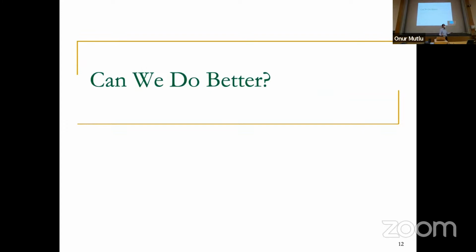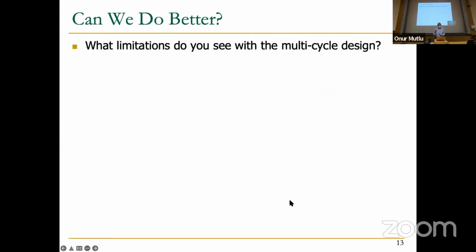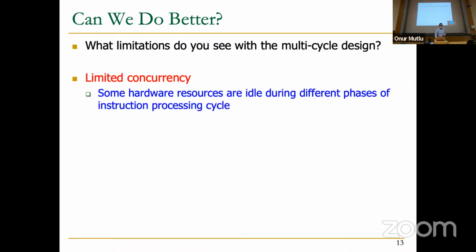Basically, we're going to ask the question, can we do better? In terms of performance, and that's what will bring us to pipelining. So we've discussed these limitations, so I'm not going to go through this question again. And you may think about other limitations perhaps, but multi-cycle design is not perfect. One big limitation is limited concurrency, meaning you have this nice data path, but some hardware resources are idle during different phases of the instruction processing cycle.